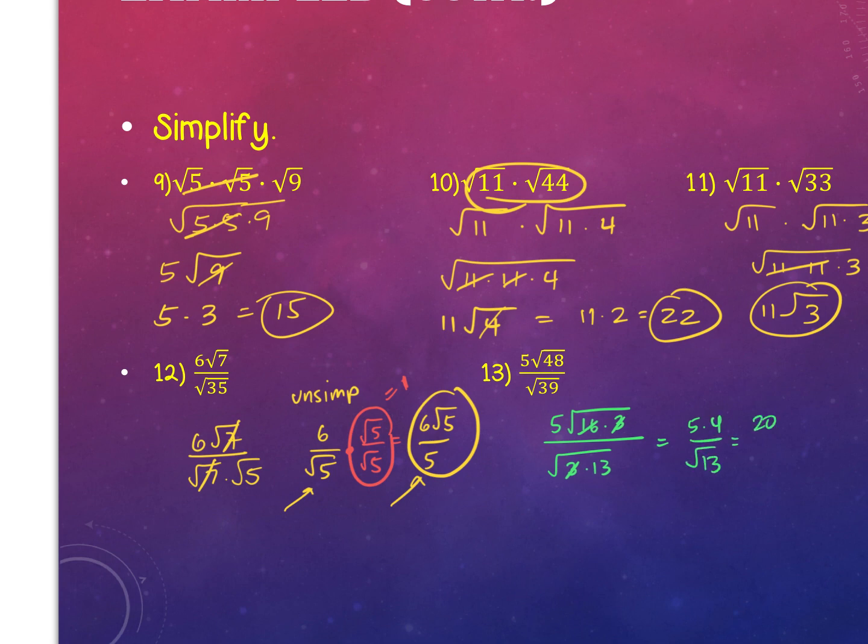So right now, I've got 20 over square root of 13. So what I'm going to do is I have to rationalize this denominator. So I'm going to multiply top and bottom by square root of 13. And I'm going to get 20 radical 13 all over the number 13. And that's my answer.